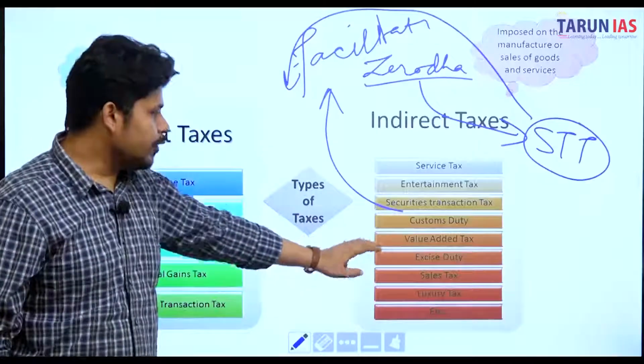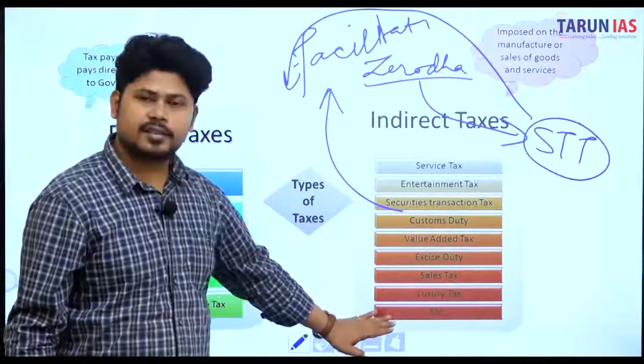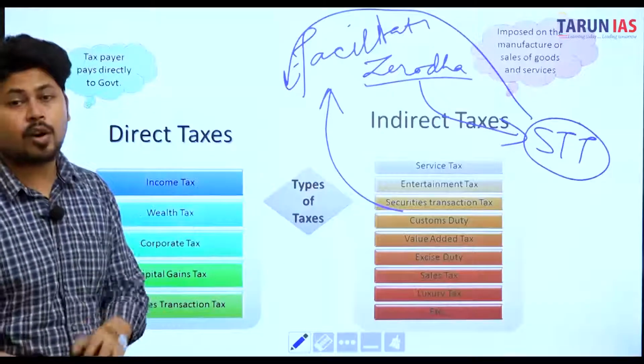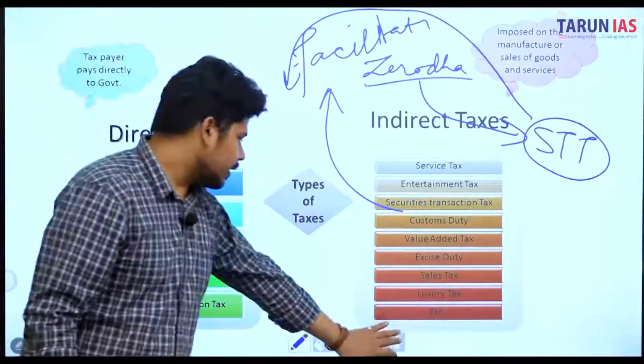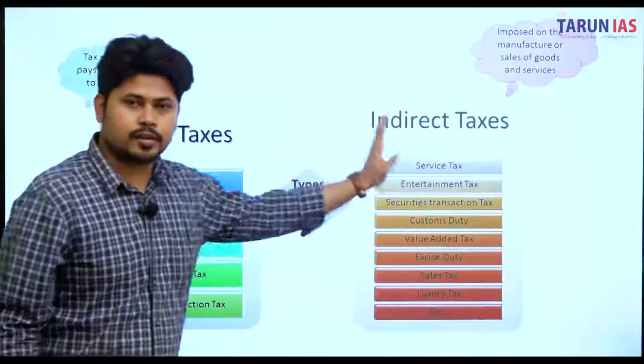Okay, value added tax, VAT, excise duty, sales tax, luxury tax, etc. All these taxes are indirect in nature. That means they are not directly imposed upon the person who pays them. Okay, rather they are transferred from one value chain to another.